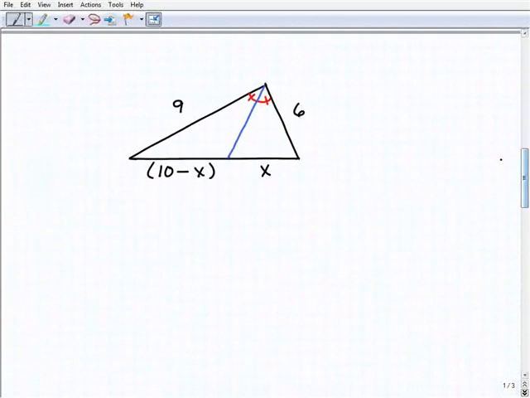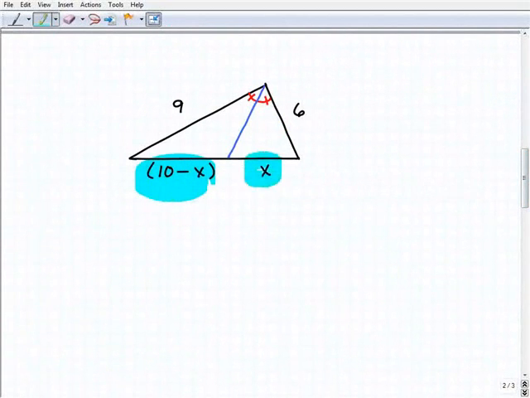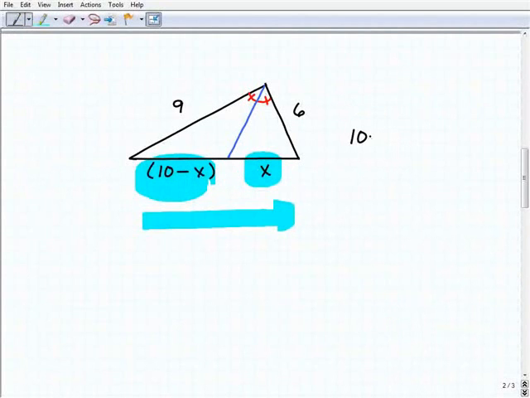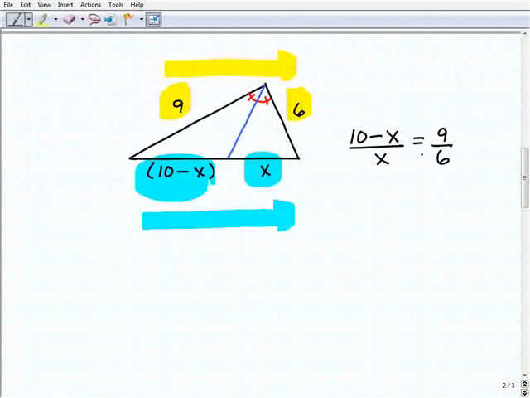Once again, we need to set up that proportion. So I'm going to go this over this, that particular expression over this expression. So this would be, let's do it right here, 10 minus x over x is going to be equal to what? If you haven't done this, this is kind of like a little pop question. It's going to be equal to 9 over 6. I'm going this way, so 9 over 6. Now you need to go ahead and solve the proportion.